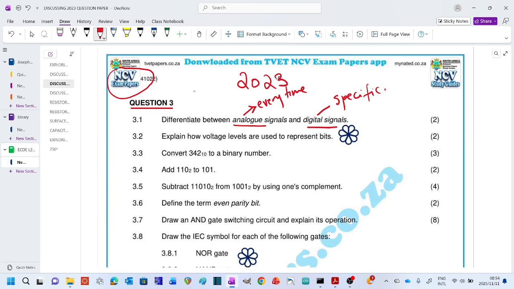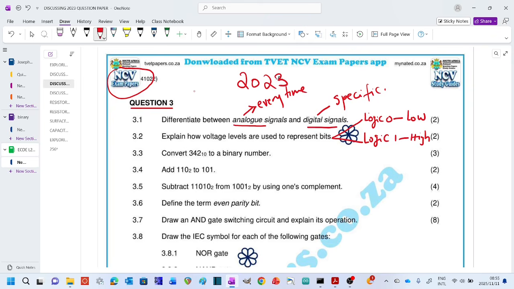3.2, explain how voltage levels are used to represent bits. We also discussed this. Logic 0 represents the lowest voltage, low voltage, and logic 1 represents high voltage. So that's it. That's how voltage levels are used to represent bits.